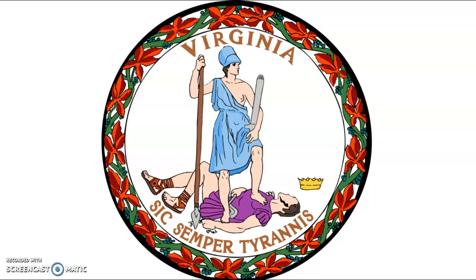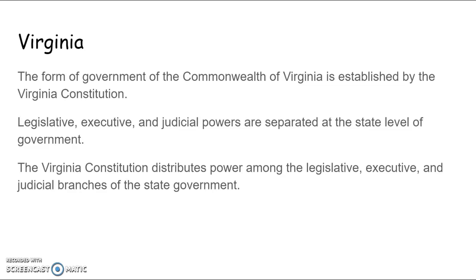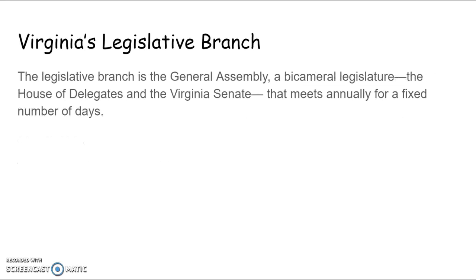This is the seal for Virginia. So if you see the state flag, this will be on it. The form of government of the Commonwealth of Virginia is established by the Virginia Constitution. There is a legislative, executive, and judicial branch, and they are separated at the state level of government. The Virginia Constitution distributes power among the three branches of the state government.